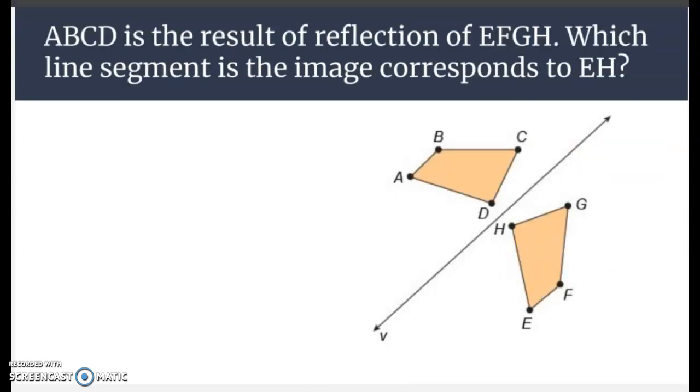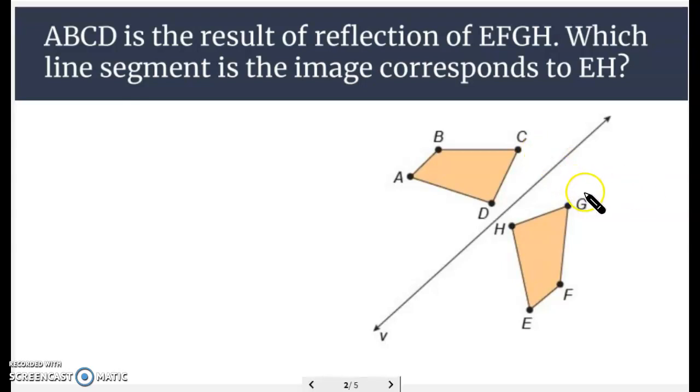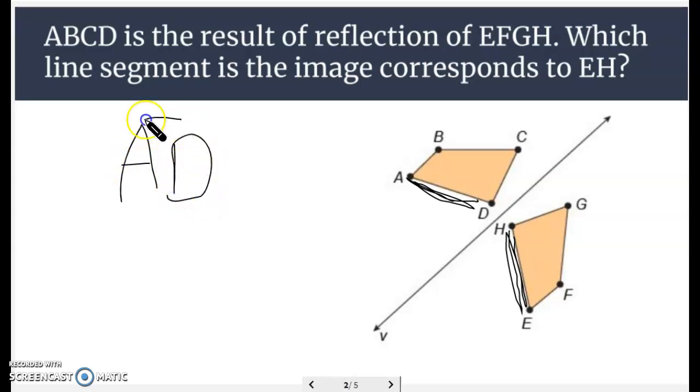Next one here says ABCD is the result of a reflection of EFGH. Which line segment is the image corresponding to EH? Alright, let's identify EH right here. EH. And notice this side right here, AD, is the corresponding segment.